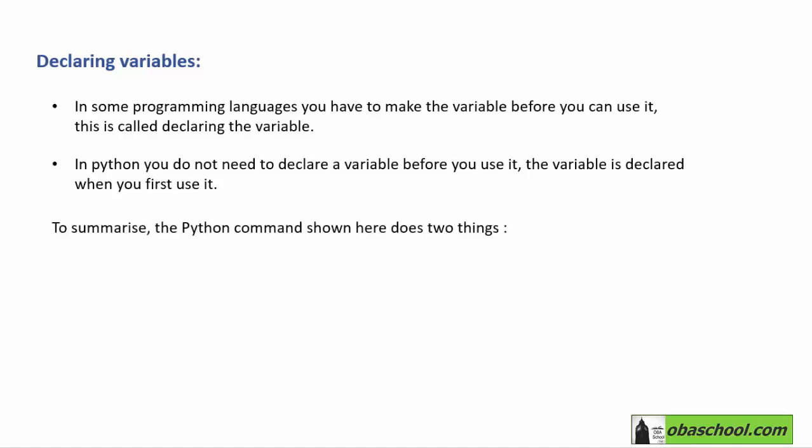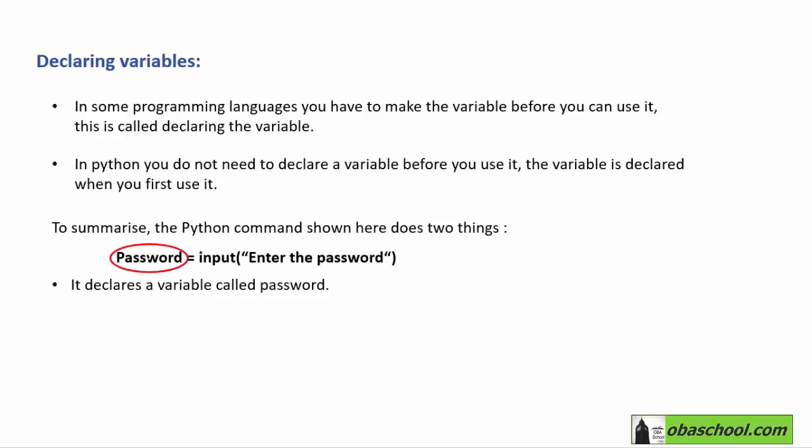To summarize, the Python command shown here does two things. So, the example that you see here, password equal input, and then we have the brackets and the quotes and enter the password, which is the prompt. Number one, it declares a variable called password, so where we are going to save it. Number two, it puts the user input into the variable. Now let's talk about output a variable.